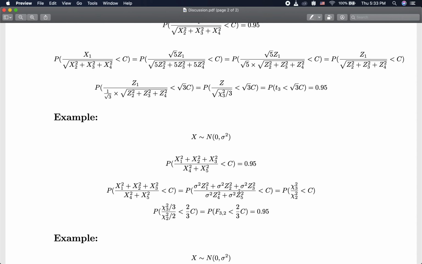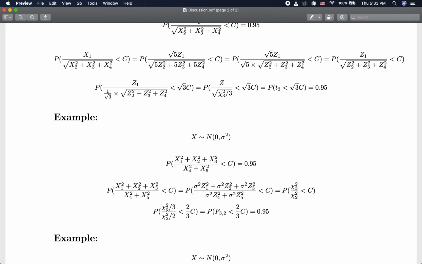And then we have 3 copies on the numerator, 2 copies on the denominator. By the definition, the sum of the squares of IID standard normals gives us the chi-square distribution. So the numerator has a chi-square distribution with degrees of freedom 3. The denominator has a chi-square distribution with degrees of freedom equal to 2.